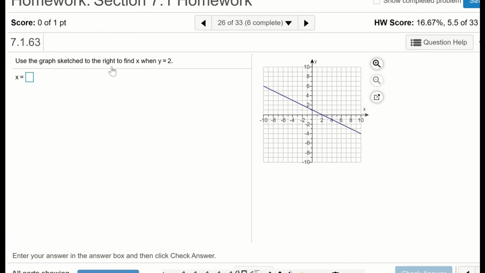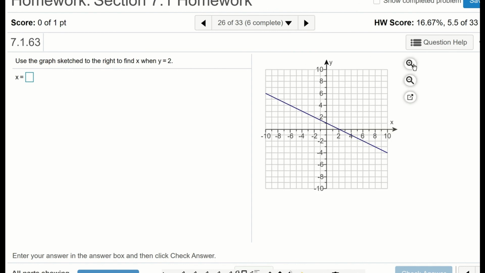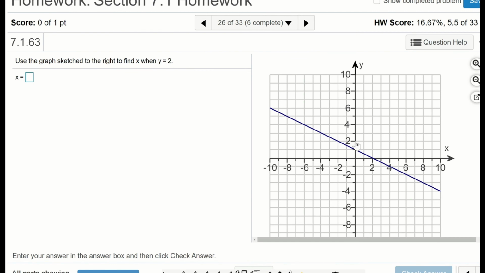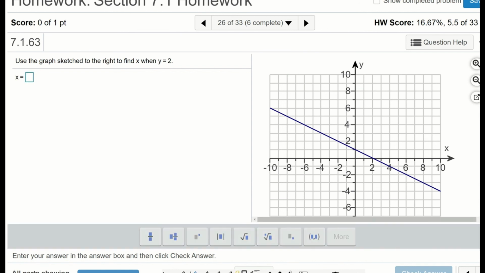Here's a similar type of problem, but in this case, they want you to find x when y is 2. So we go ahead and expand it. This time we're going to start at y equals 2, go straight to the line, horizontally. When we get there, we're going to drop a perpendicular to the x-axis, and we see that the x value associated with y equals 2 would be -2. Okay? Like that. All right.